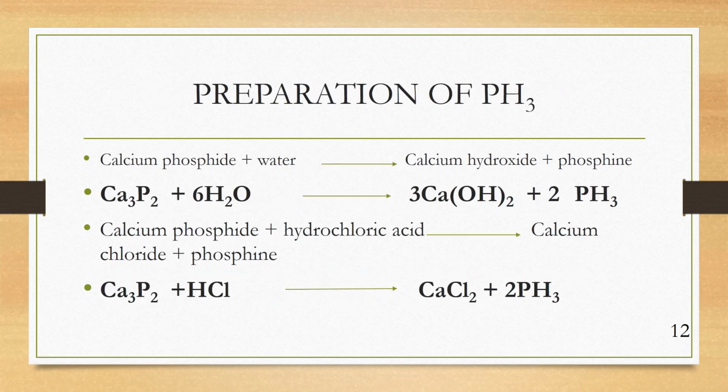Coming to the preparation of phosphine. Phosphine can be prepared from calcium phosphide by two methods. First method is calcium phosphide is subjected to hydrolysis when it produces calcium hydroxide and phosphine. Another way of preparing phosphine is starting from calcium phosphide and treating it with hydrogen chloride. It produces calcium chloride and phosphine.